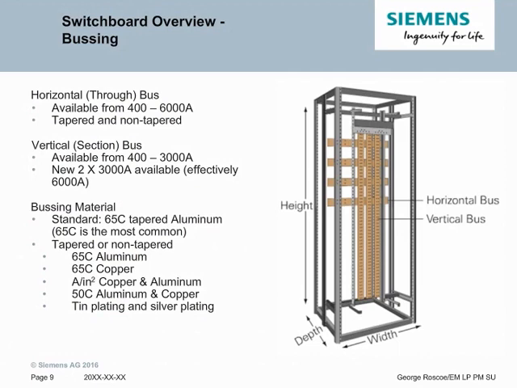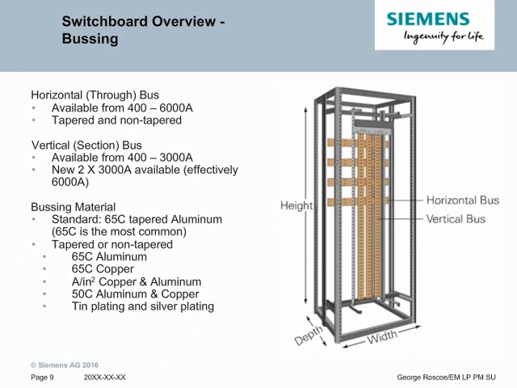Busing is one of the key pieces for distributing electricity throughout the switchboard. There are two types of bus. Horizontal through bus, which is used in almost every section of switchboards, connects the main incoming power to all the other sections of the switchboard. It's available as through bus from 400 amps all the way up to 6,000 amps, in both aluminum up to 4,000 amps and copper all the way up to 6,000 amps.